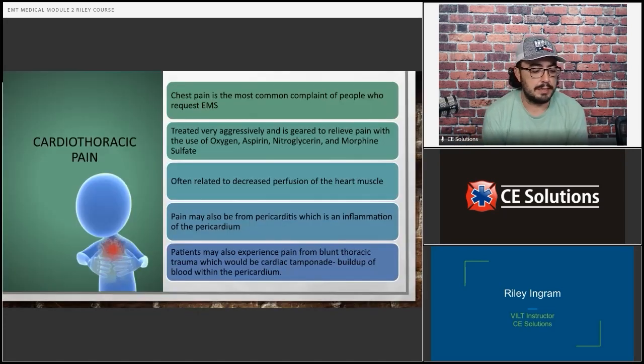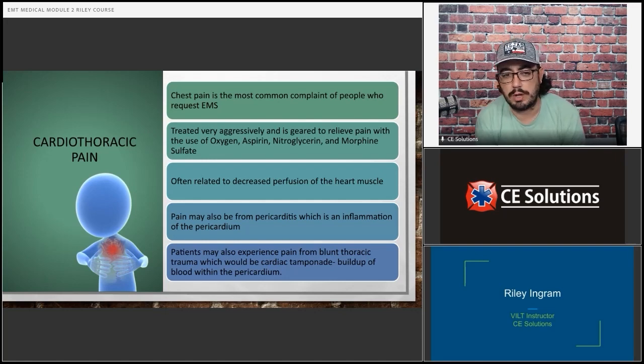Cardiothoracic pain is the next one we talk about. Chest pain is the most common complaint of people who request EMS, right? I would have to agree. I have to say difficulty breathing and chest pain are number one or two and interchangeable, depending on the day. It is treated very aggressively. It's geared to relieve pain with the use of oxygen, aspirin, nitroglycerin, and morphine, and is often related to decreased perfusion of the heart muscle.